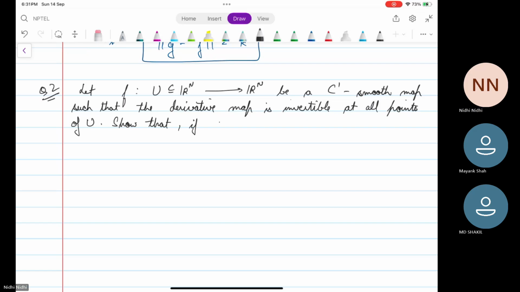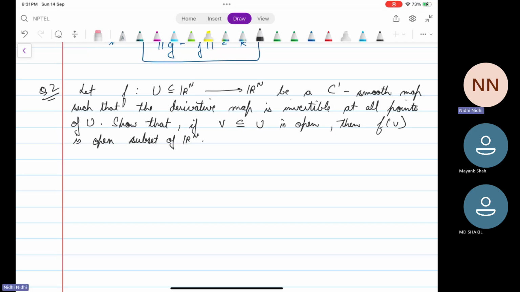if V is a subset of U that is open, that means if V is some open subset of U, V is open in Rn, it is a subset of U, then f(V) is also an open subset of Rn. That means an open set is mapped to an open set.